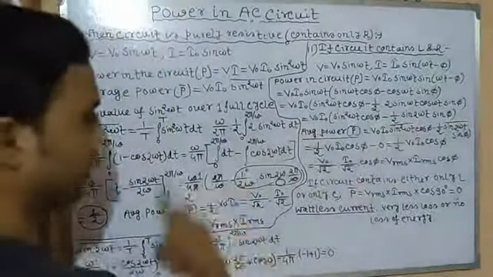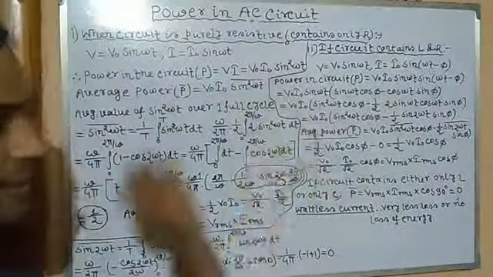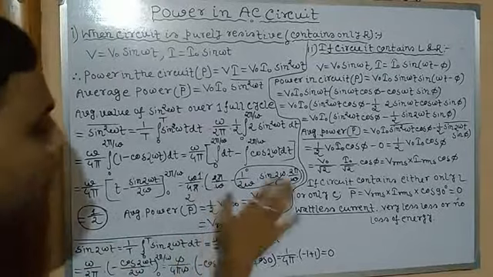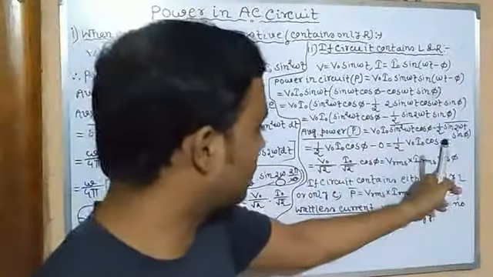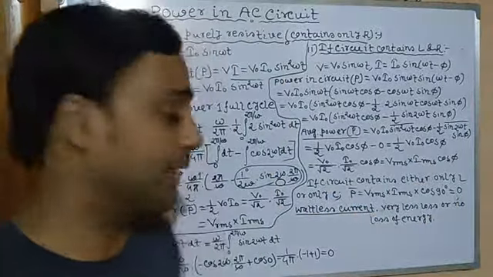What is the difference between the expression for the average power in the two circuits? Here it was purely VRMS into IRMS. Only P is equal to VI. But here, due to a phase difference, it contains an extra term cos phi.